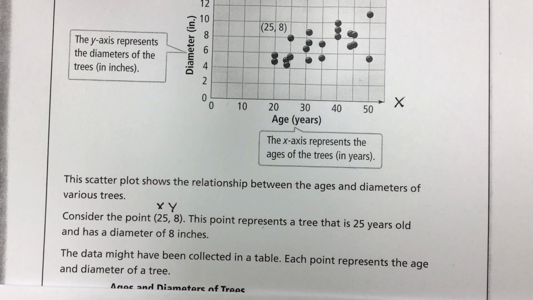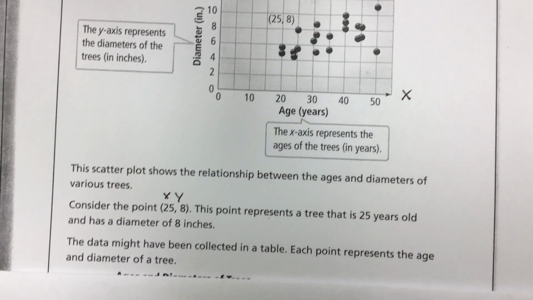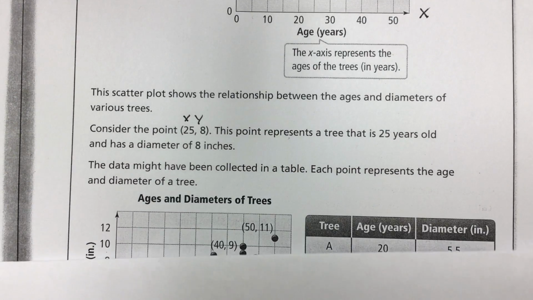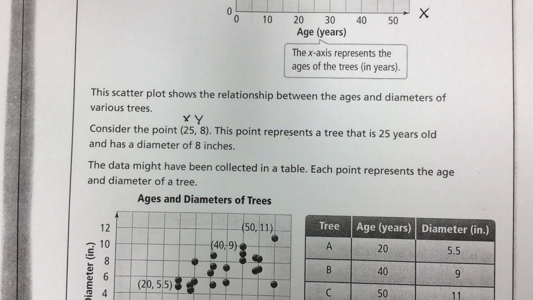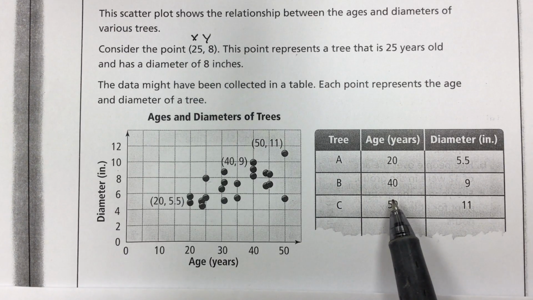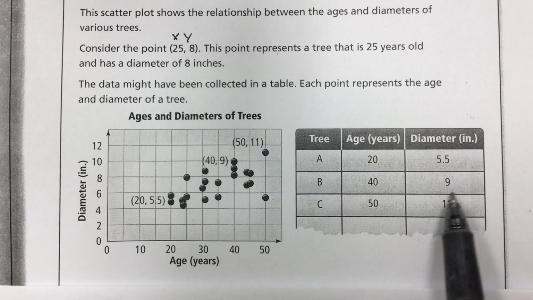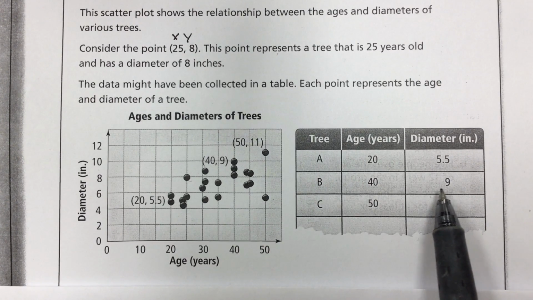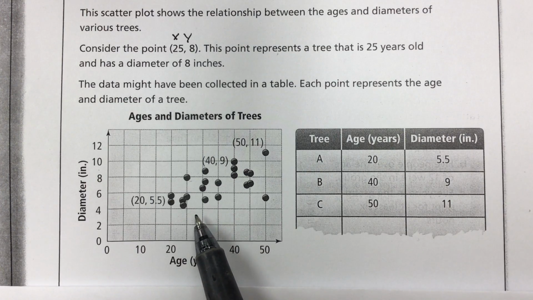The data might have been collected in a table. Each point represents the age and diameter of a tree. So this scatter plot was created maybe from a table. You collect your data, and then you take your data and put it into a scatter plot.